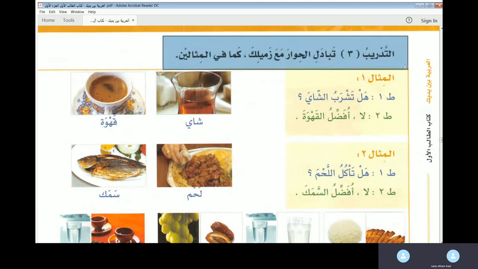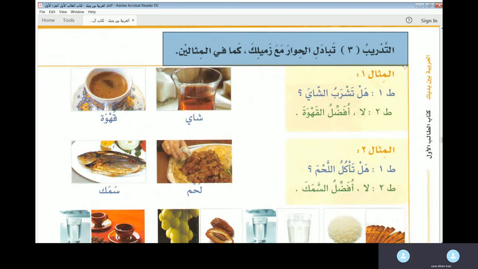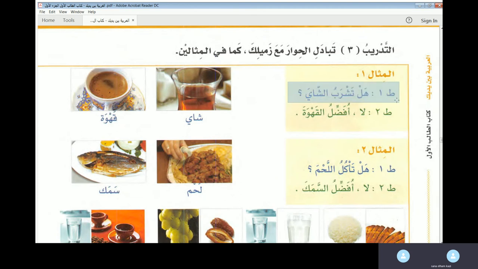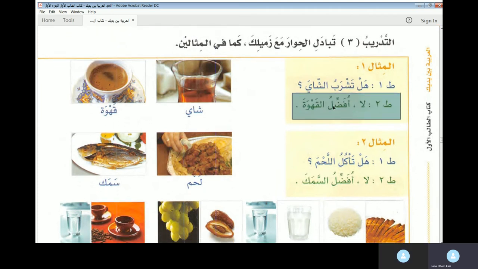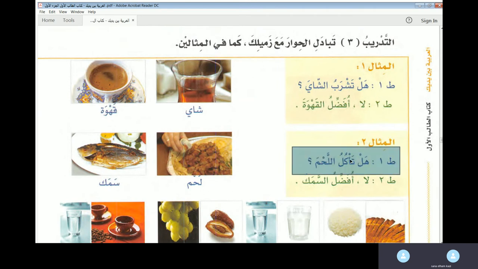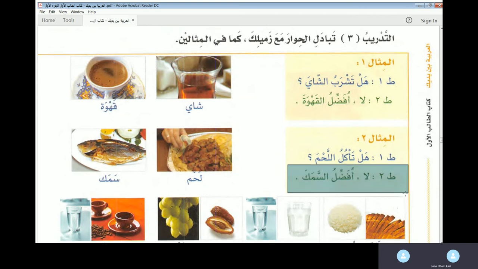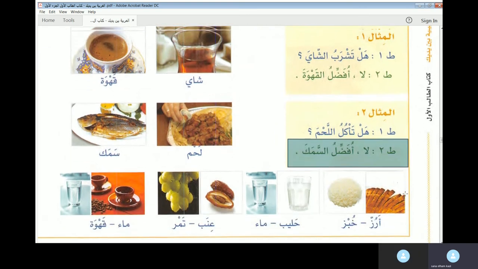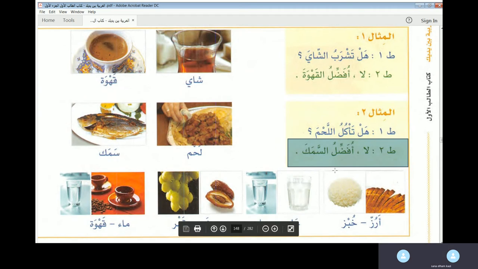تبادل الحوار مع زميلك كما في المثالين. هل تشرب الشاي؟ Do you drink tea? لا. أفضل القهوة. I prefer coffee. هل تأكل اللحمة؟ Do you eat meat? لا. أفضل السمكة. No, I prefer fish.